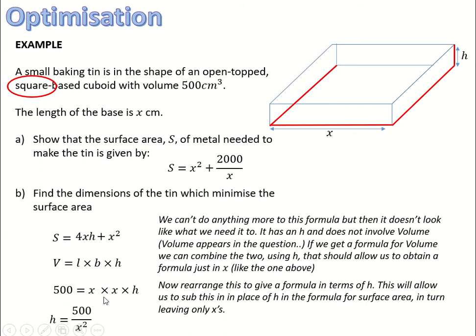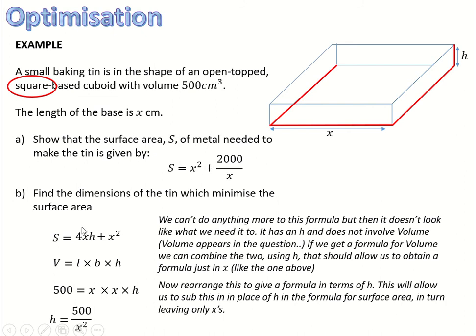Okay, so 500 equals X times X, which is X squared, times H. If I want to isolate the H, in other words change the subject to H, it's basically going to become H equals 500 over X squared. Right, now what I can do with this is take this part and replace the H in my original formula. So I'm going to substitute out that H and replace it with 500 over X squared.